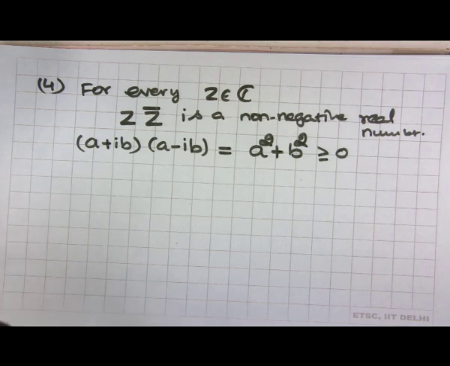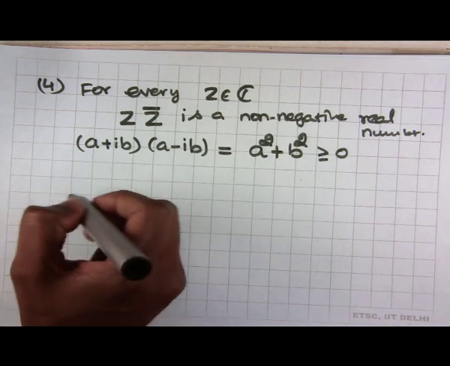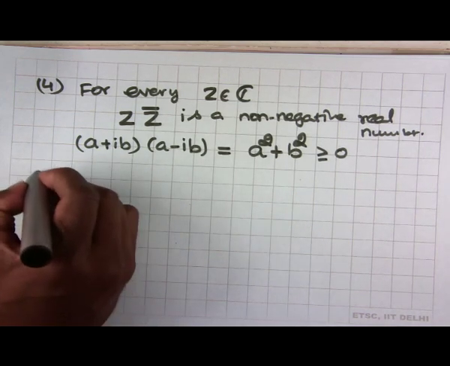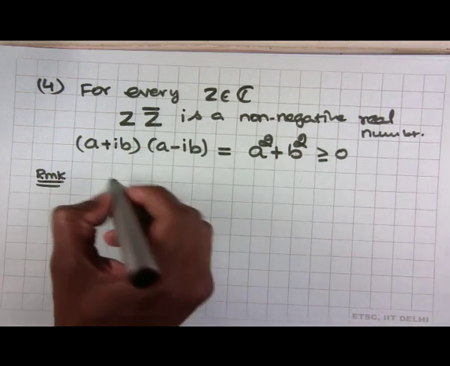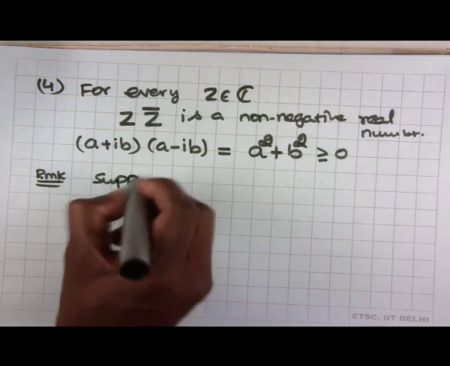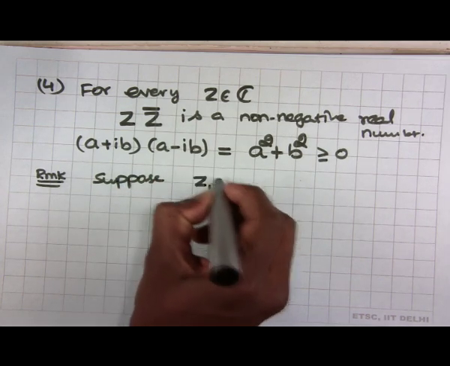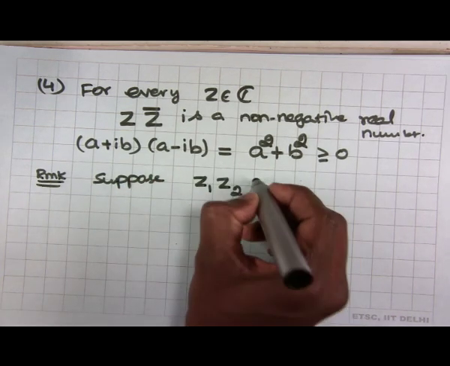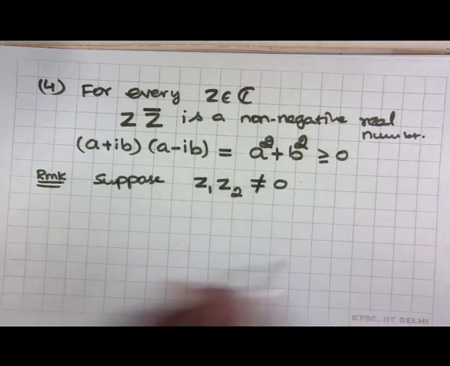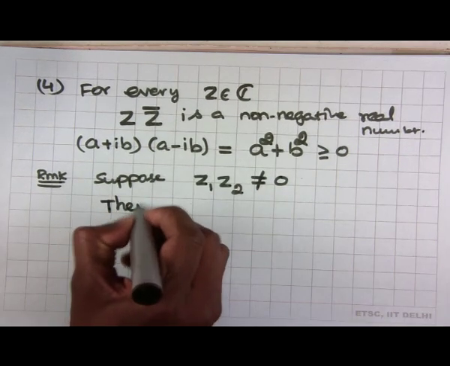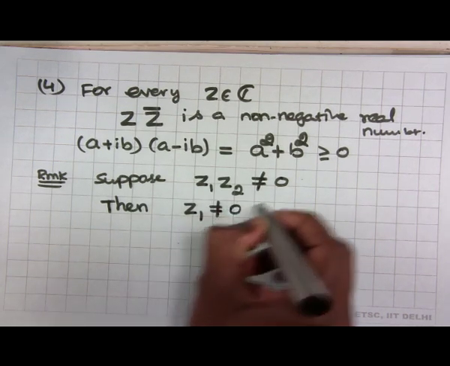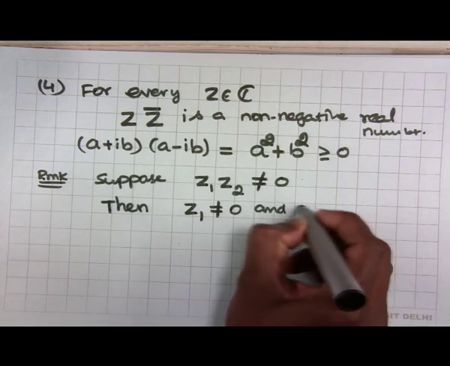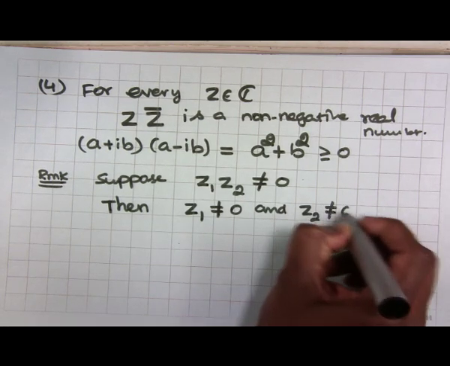So, from this particular proposition, what we can observe is, like a comment or a remark, suppose you have z1 z2, their product is non-zero. Then we can in fact conclude that both z1 and z2 are non-zero.